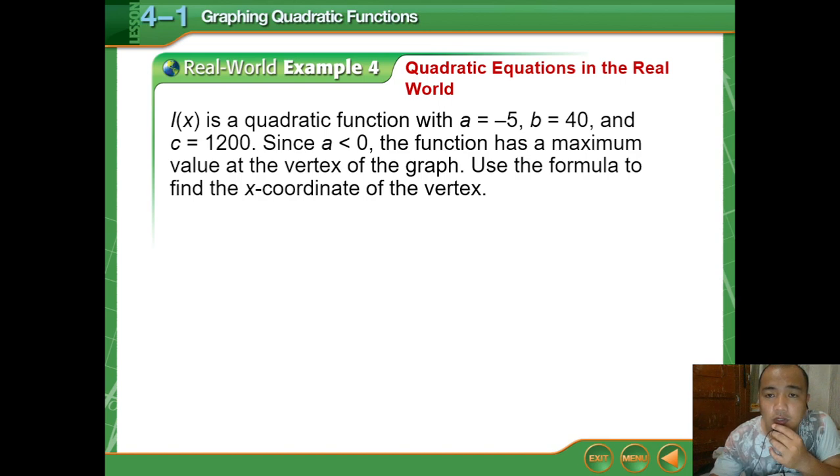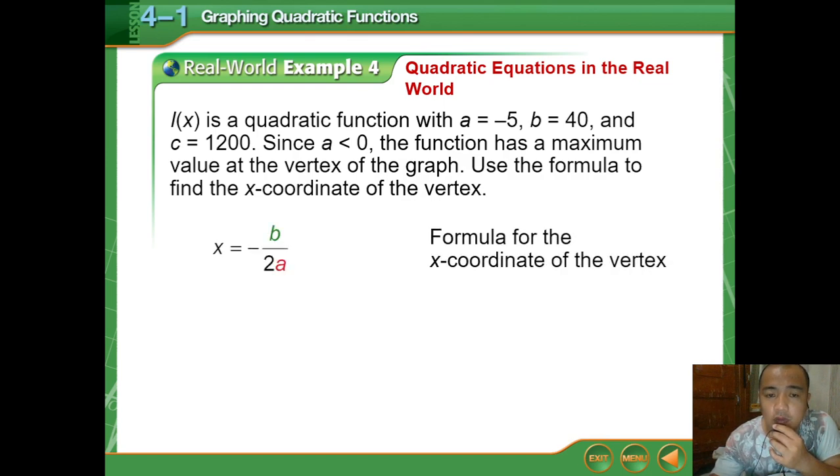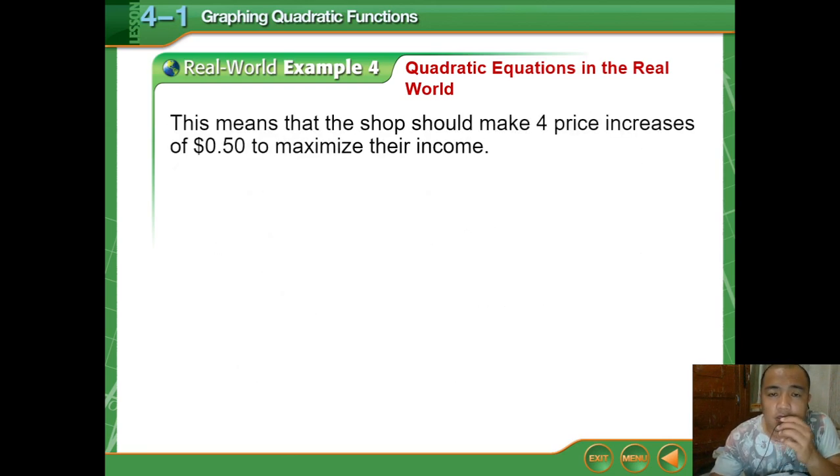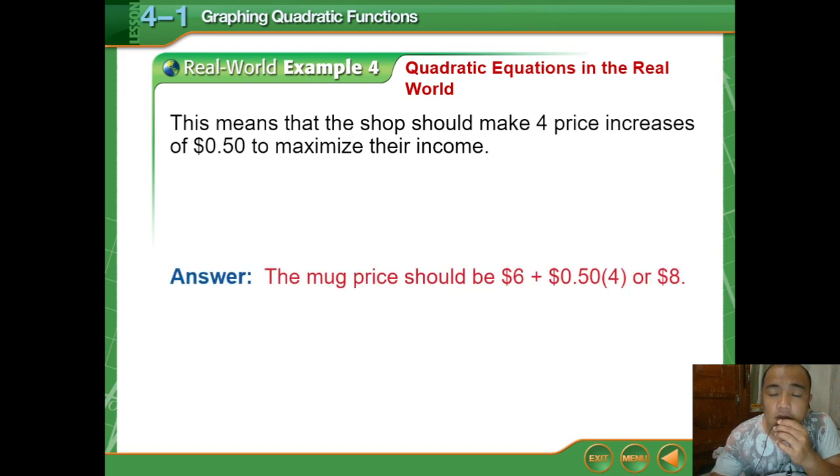We're trying to find the maximum value here, so we're trying to solve for the value of k. So let's first solve for h, negative b over 2a. Negative 40 over 2 times negative 5 is 4. This means that the shop should make 4 price increases of $0.50 to maximize their income. So the mug price should be $6 plus $0.50 times 4, or equivalent to $8. That's the answer, $8.